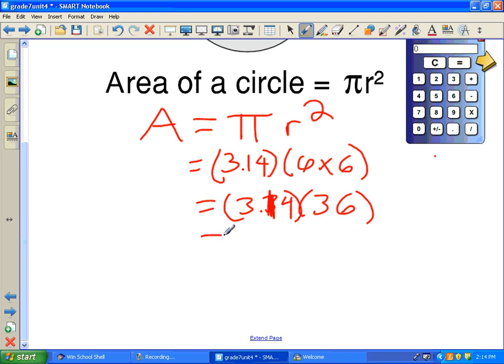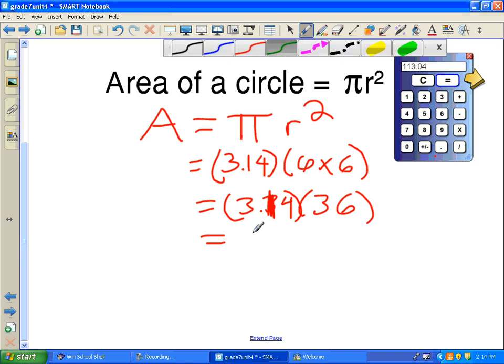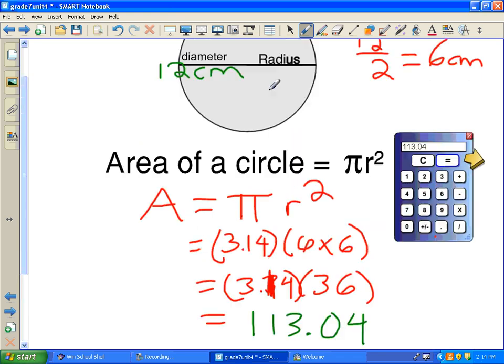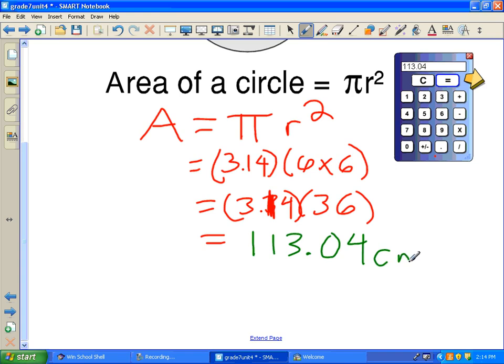So let's multiply that together and see what we get. So 3.14 times 36, and the answer is 113.04, and since it is in centimeters and it's area, it's going to be centimeters squared.